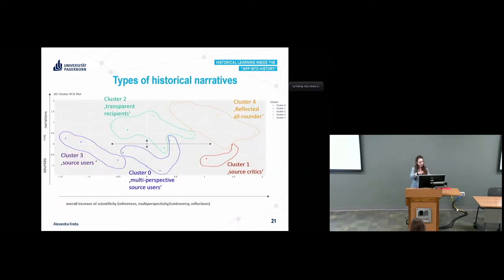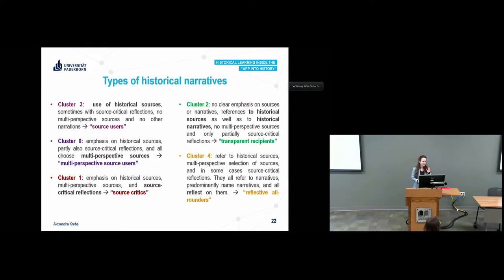So I also quantified the results of the qualitative analysis and used a machine learning algorithm to identify different types of historical narratives. Just in short, I could identify that students differ in how they deal with historical sources. I had groups who only used the sources to prove their statements, but also groups who used multi-perspective sources, and also groups who critically reflected on those historical sources. I also had students, but fewer, who used not only sources, but also historical narratives on the app. And I had groups who had the most elaborated narratives, because they had all of these reflections, so I call them reflective all-rounders.